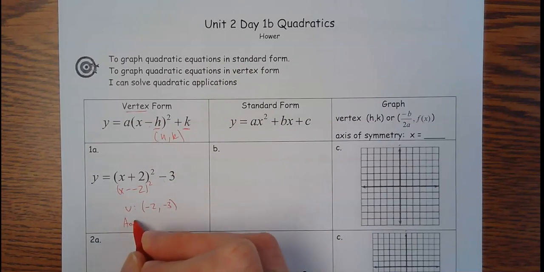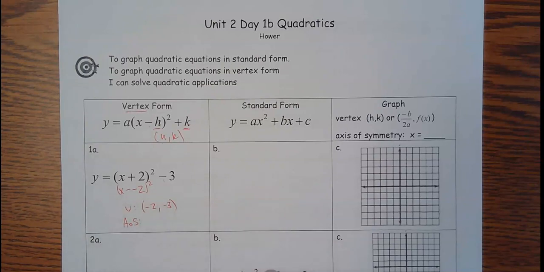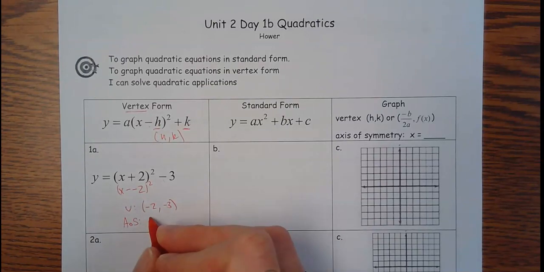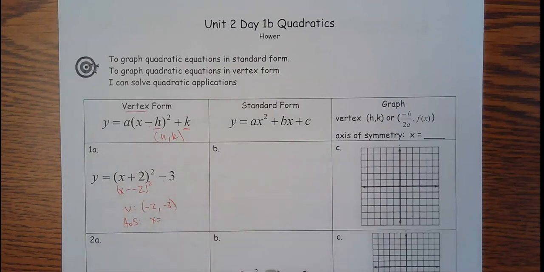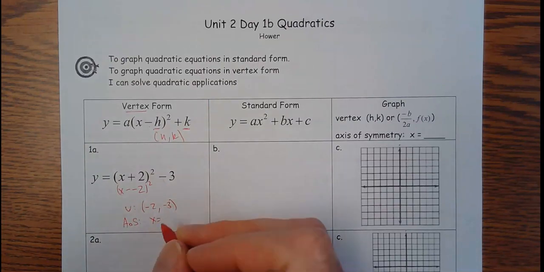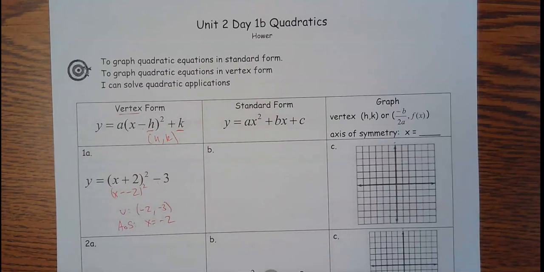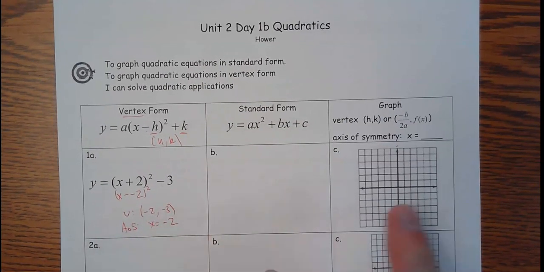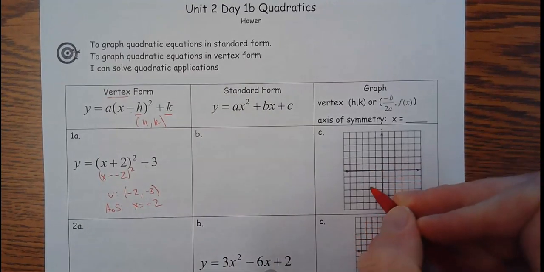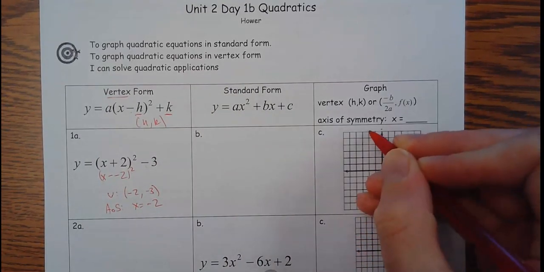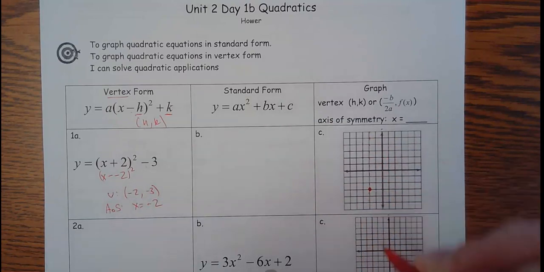And then the axis of symmetry, let's put AOS, would be x equals this value. Remember, the vertex is the highest point or lowest point, so it always goes through the axis of symmetry for a quadratic, for a parabola. Okay, so from here, I could graph it, or at least I could graph some of it. So negative 2, negative 3, and then there's this axis of symmetry running through here.